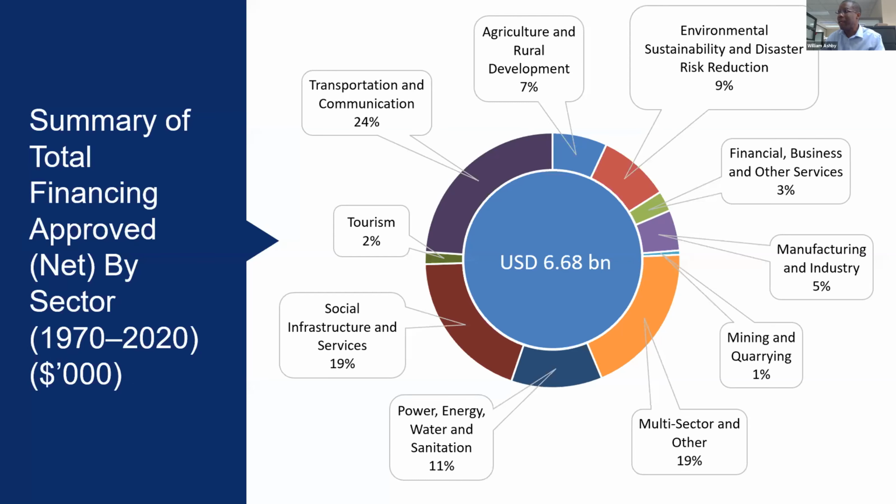To give a picture of the distribution of financing towards the various sectors: up to the end of last year, in all the financing CDB provided, transportation and communication has been a major recipient, about 24% of the funds approved by the bank. Energy, water, and so on, about 11%, pretty huge. And social services and infrastructure, about 19%, since the bank was established in 1970.